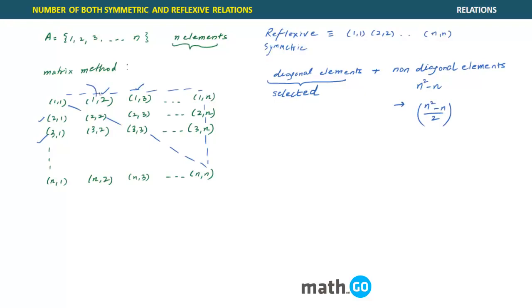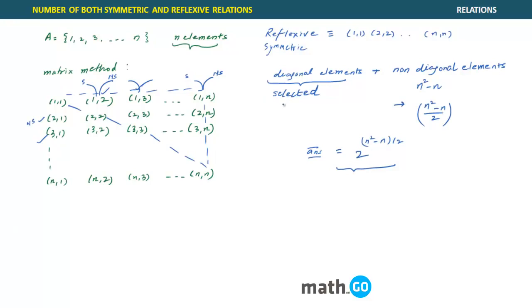Because we just need to select or not select this, select or not select this, these two options, right? The other one has to be the same. If it is selected, this will also be selected. If this is not selected, then this will also not be selected. So the answer to this particular problem is nothing but 2 raised to the power n square minus n by 2. That's it. This is the answer. So these many relations are there which are both symmetric as well as reflexive.